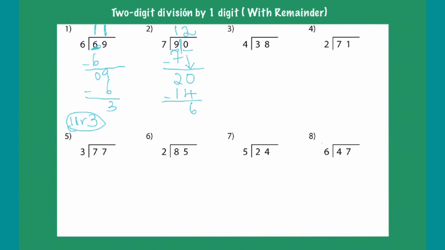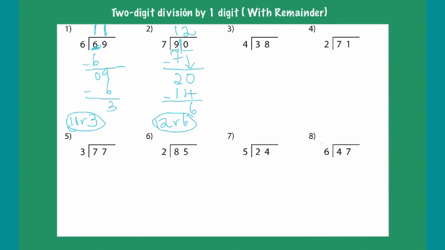Do we have any numbers to bring down? We have nothing else to bring down. So our final answer here is 12 remainder 6. And that is our final answer. So now, let's take a look at number 3. You have 38 and you're going to divide that into 4 groups.